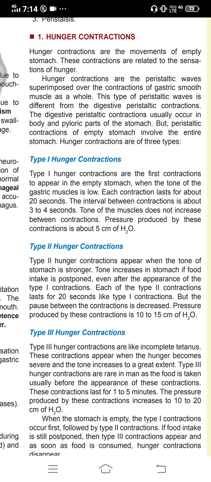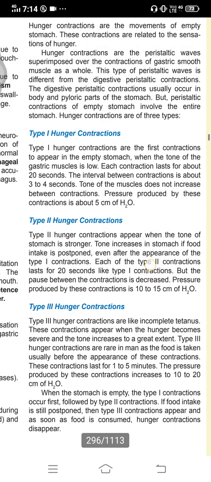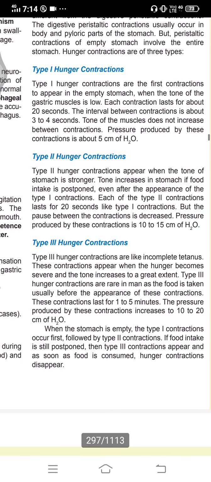Type 2 hunger contractions appear after this, that is when the tone of the stomach is stronger and tone increases in the stomach if the food intake is postponed. Even after appearance of type 1 contractions, when food is not given, these appear. Each type 2 contraction lasts about 20 seconds like type 1 contractions, but pause between the contractions is decreased. Pressure produced increases to about 10 to 15 cm of H2O.